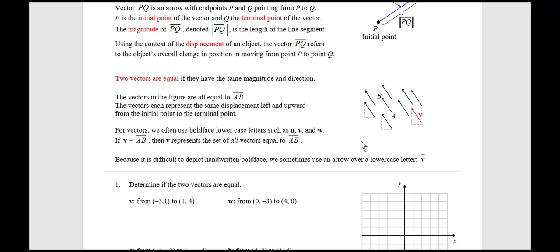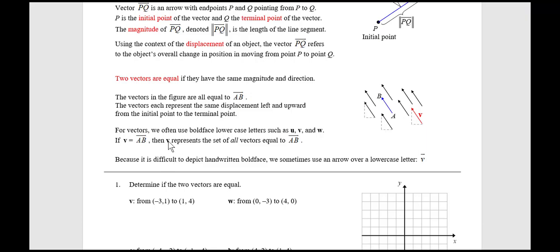That is pretty common. And when we are denoting vectors, usually in print they'll be in boldface lowercase letters like U, V, and W here. If we're describing it as a displacement from one point to another, we'll describe it as something like this. V equals A to B with the little arrow over, a little vector hat there.